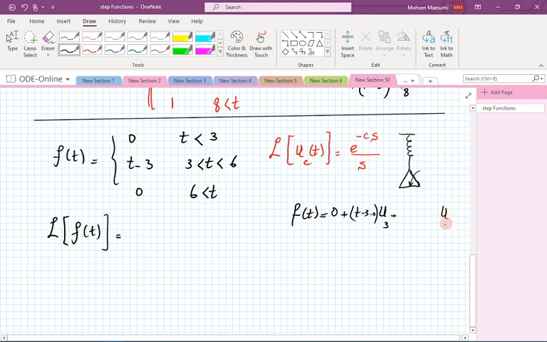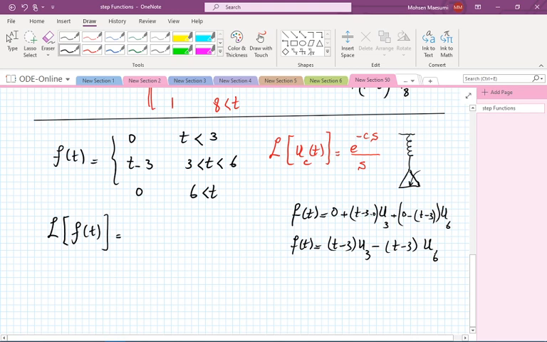Then at time 6 we have another event. Think about it as if you're turning on 0. That means nothing. Minus whatever you had before is being taken out of the table. So let's clean this up. So f of t is equal to t minus 3 u3, and then this one I can write as minus t minus 3 u6.